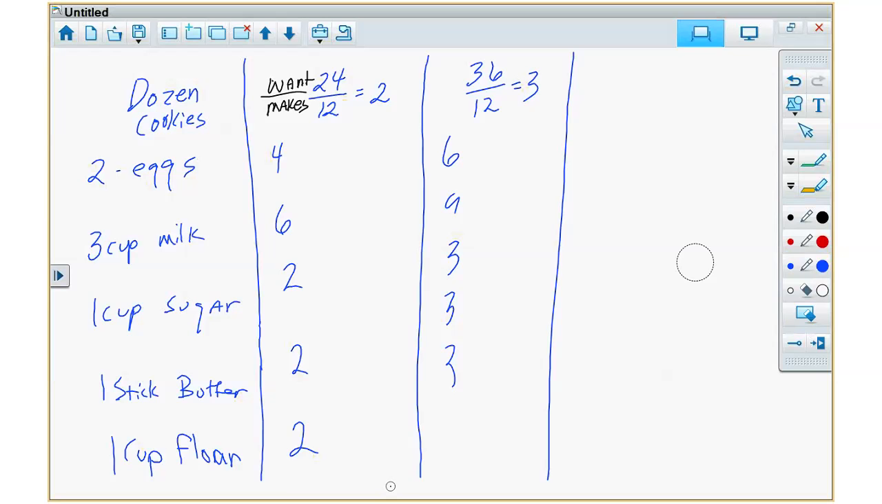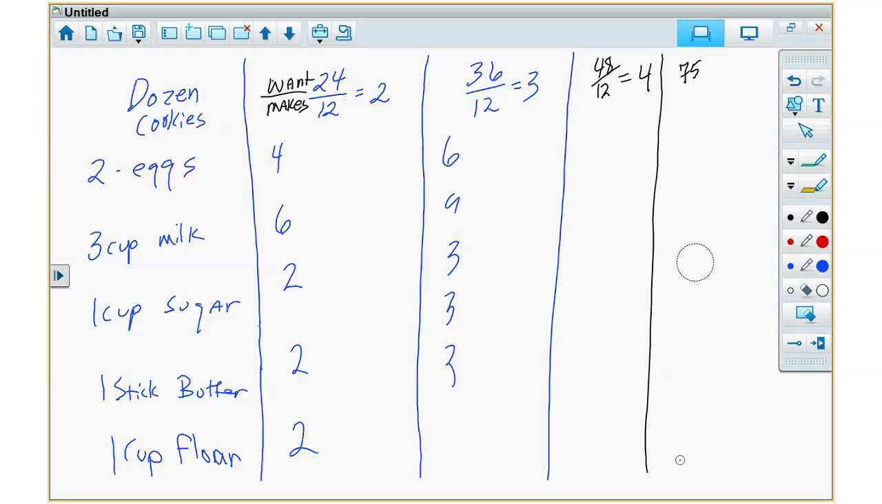So if I want to make 36, then I got to multiply everything by what? 3. If I want to make 48, 48 divided by 12 is what? 4. Then I multiply everything by 4. But what if I want to make 75 cookies?